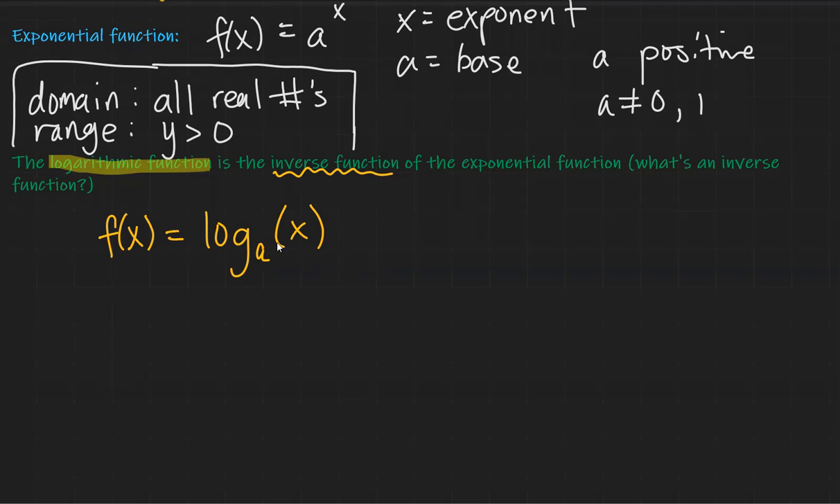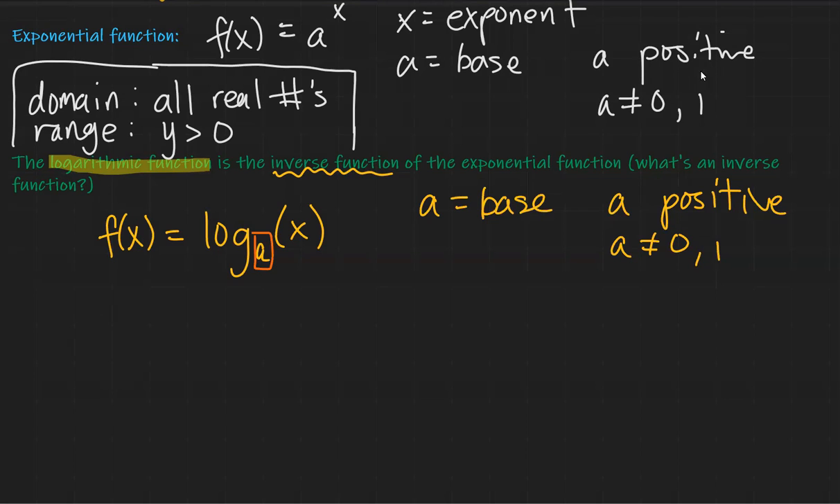So let's talk about, if you notice, it has base a, okay? That's gonna be still the same thing. We call it the base, just like in the exponential, right? And it's going to be the same rules. A is positive, and then a can't be 0 or 1.